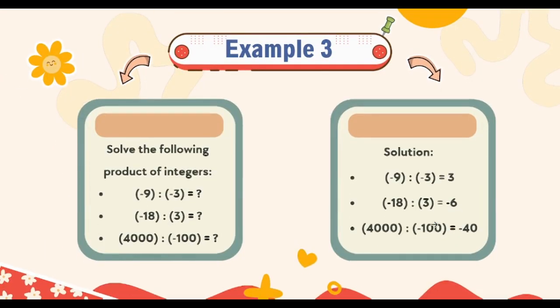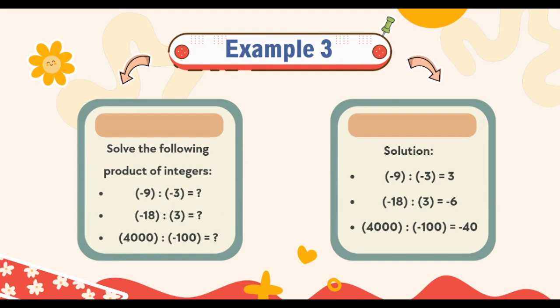Okay, example 3. Minus 9 divided by minus 3 is 3. Minus 18 divided by plus 3 is minus 6.